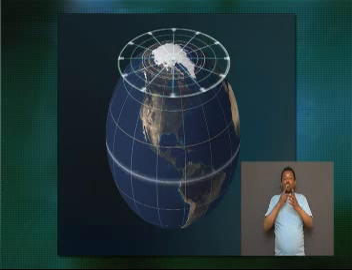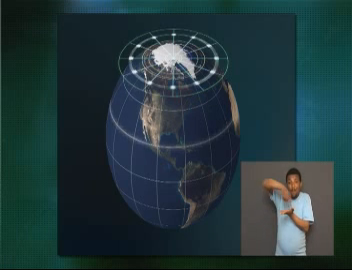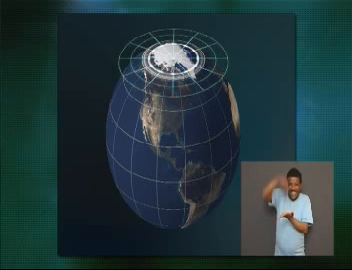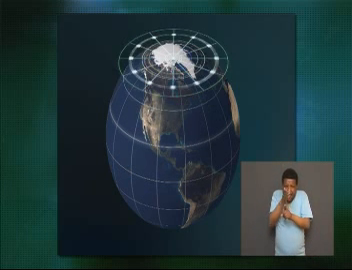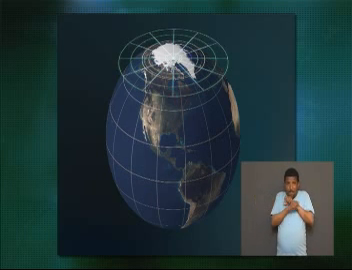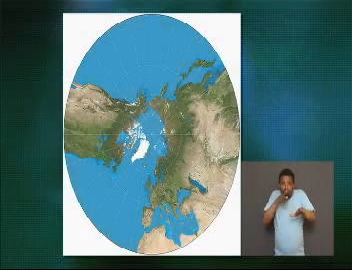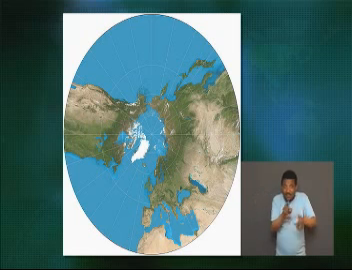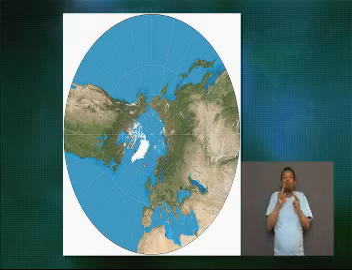The parallels of zenithal projections are concentric circles. This means that the parallels, which are circles in this case, share the same center. The meridians are straight lines that radiate from the poles. The planar projections produce circular maps, as you see here, and as discussed, they are best suited to produce maps of polar regions.